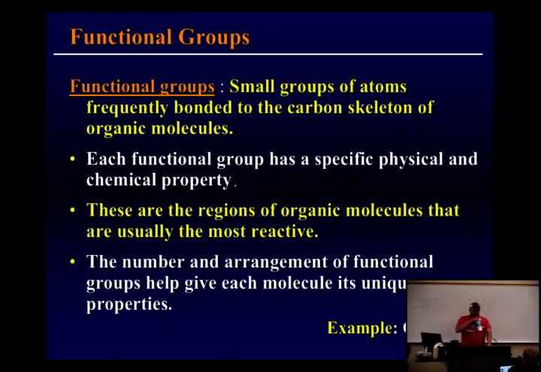Achiral, the A means not, so that means it's not chiral. Chiral means handed, so achiral means it's not handed, so it's not an optical isomer. The other word we use is enantiomer. It means the same thing.